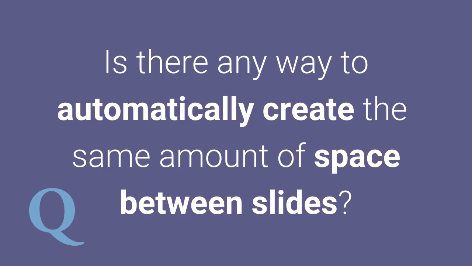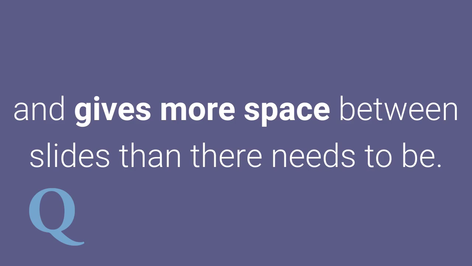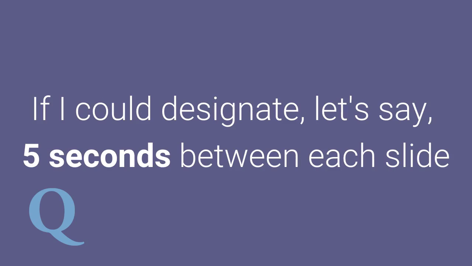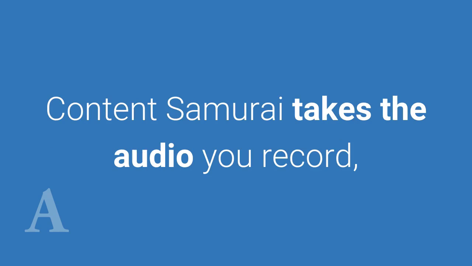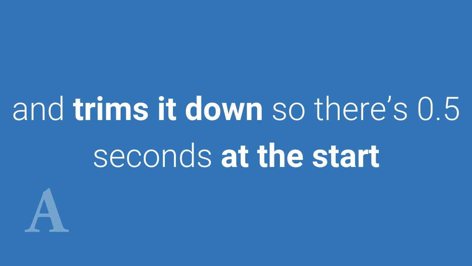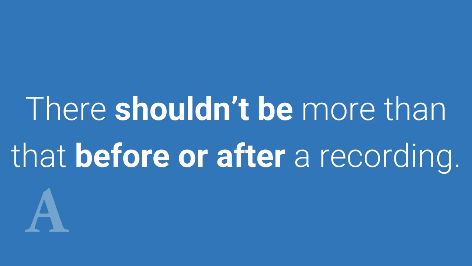Is there any way to automatically create the same amount of space between slides? I find that the system expects me to record audio and gives me more space between slides than there needs to be. If I could designate, let's say, 5 seconds between each slide, that would be a huge time saver. At the moment, there isn't a way to do this kind of thing. Content Samurai takes the audio you record and trims it down so there's 0.5 seconds at the start and also at the end. There shouldn't be more than that before or after a recording.